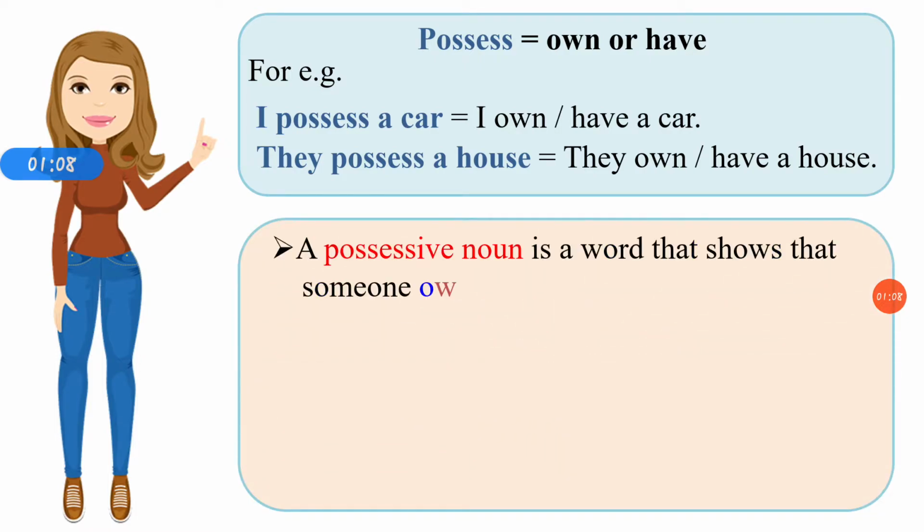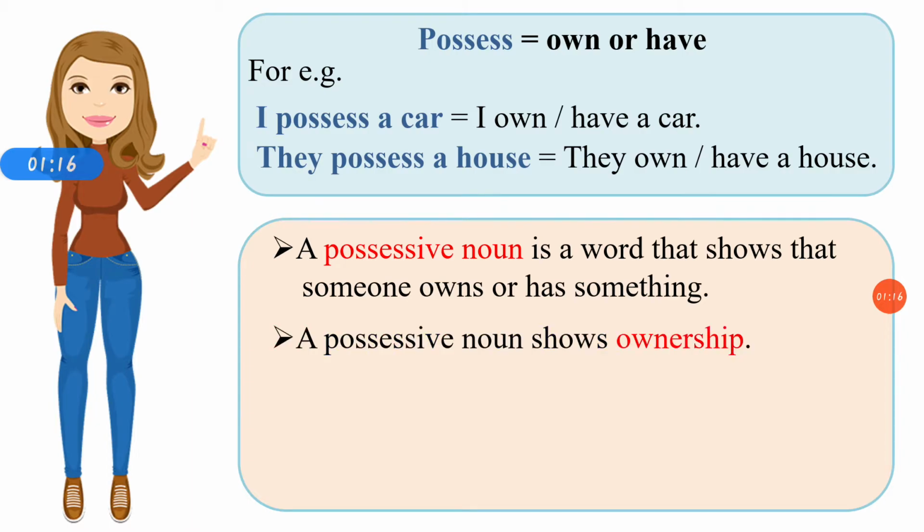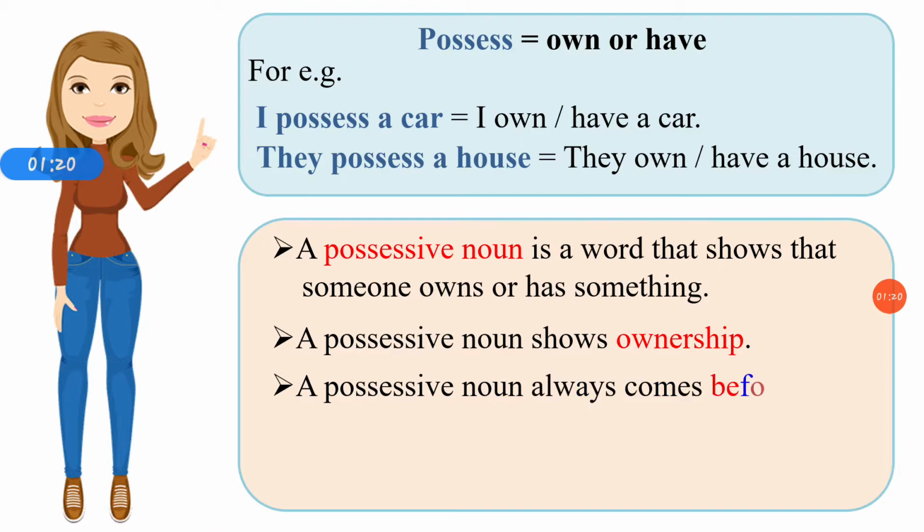A possessive noun is a word that shows that someone owns or has something. A possessive noun shows ownership. A possessive noun always comes before the noun that belongs to it. That means possessive noun is a word that shows ownership.